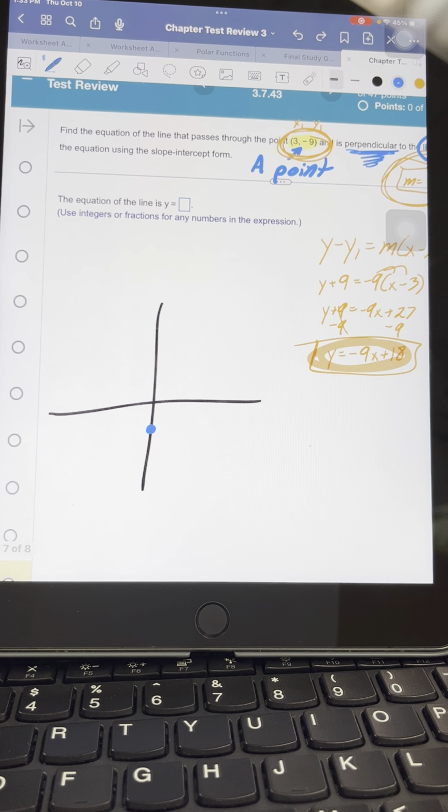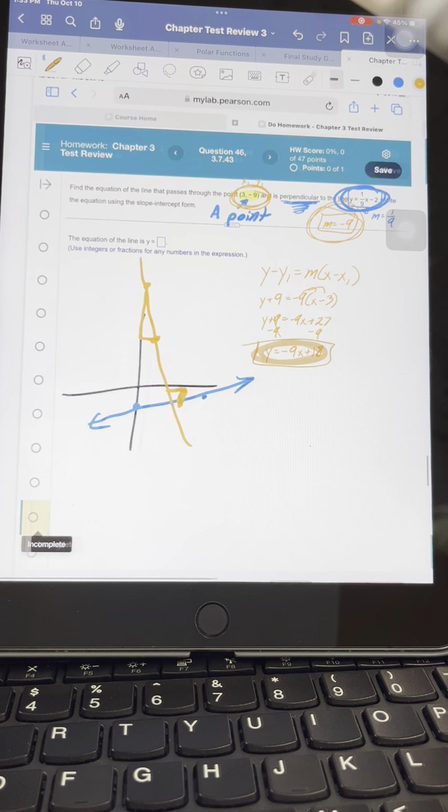Something like that. And now this one over here would be like what, 18? That's really high up. And then minus 9, 1 to the right. So it'll be like this. And you see how more or less we can see it's perpendicular. And it's going to pass through line 3, negative 9. Okay? Something like that.